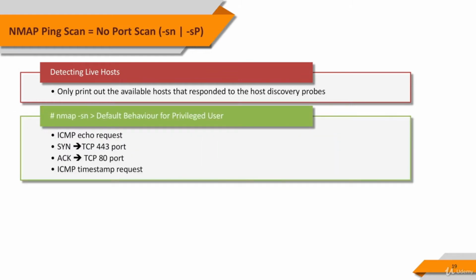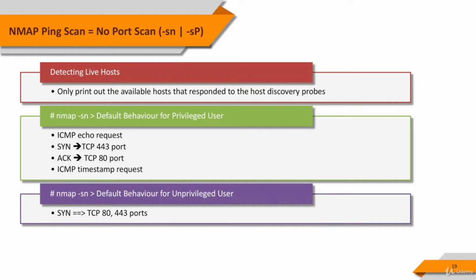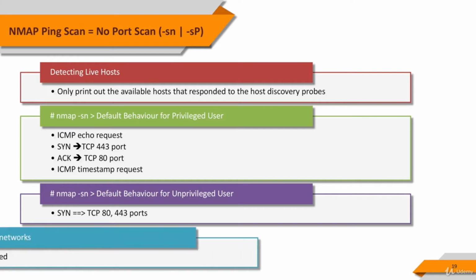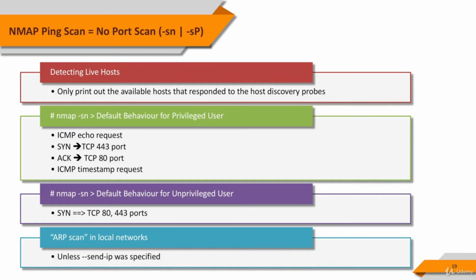The default host discovery done with -sn is executed by a privileged user. It sends an ICMP echo request, TCP SYN packet to port 443, TCP ACK packet to port 80, and an ICMP timestamp request by default. When executed by an unprivileged user, only SYN packets are sent using a connect call to ports 80 and 443 on the target. When a privileged user tries to scan targets on a local Ethernet network, ARP requests are used unless --send-ip was specified.